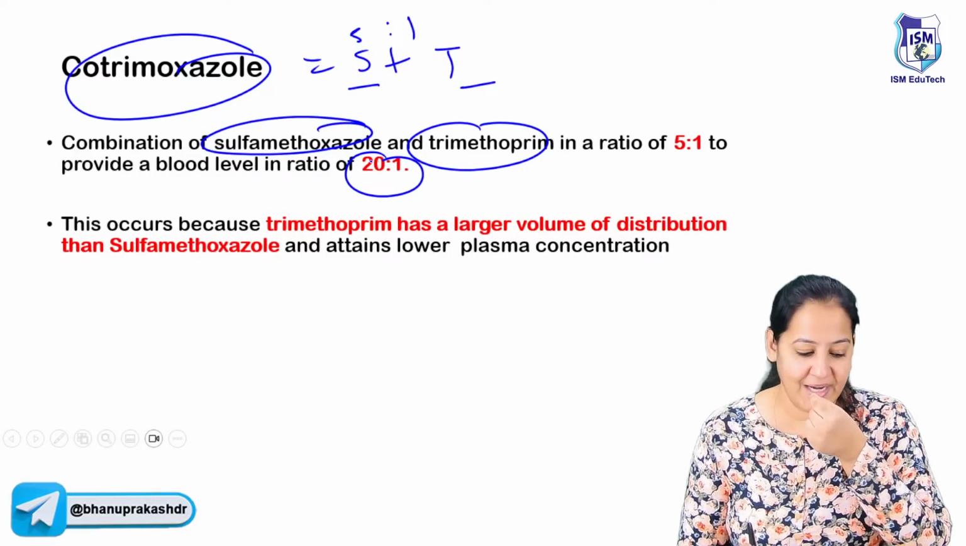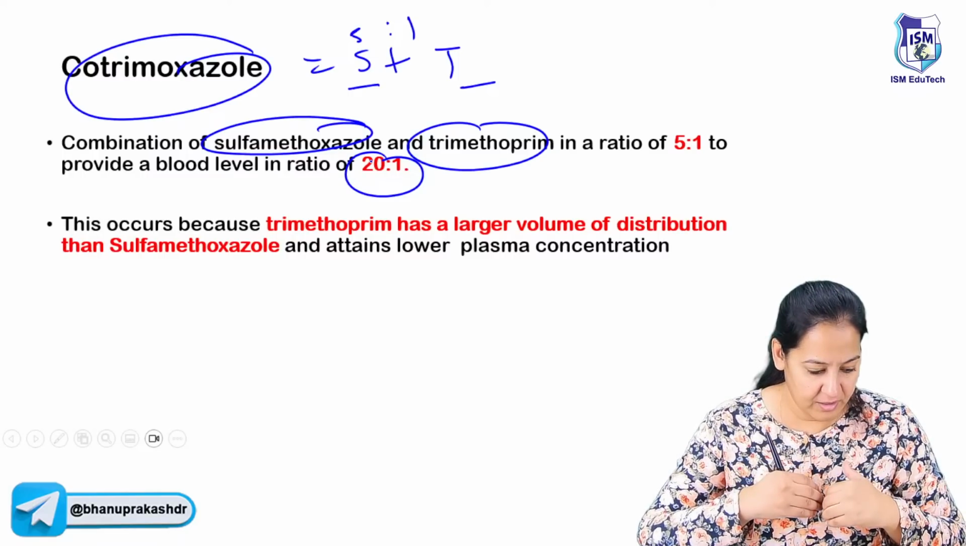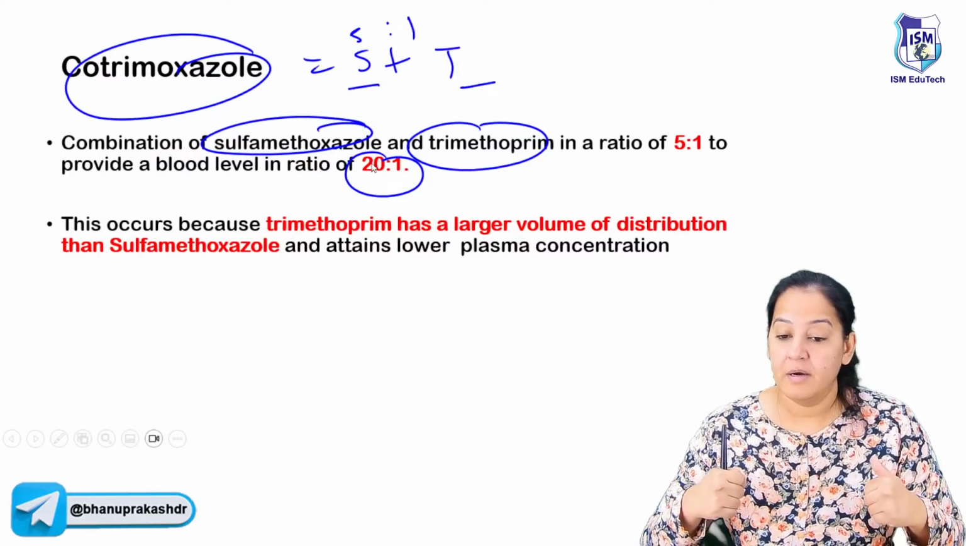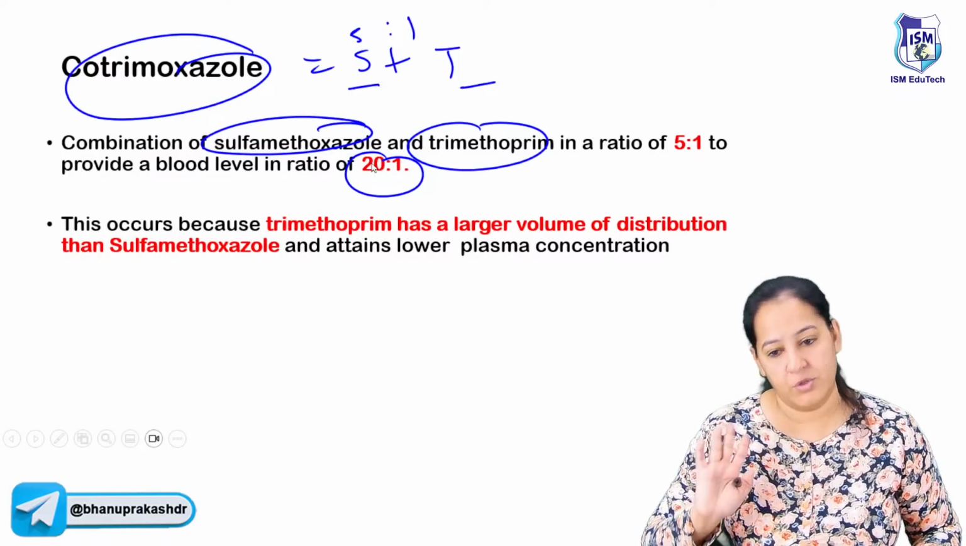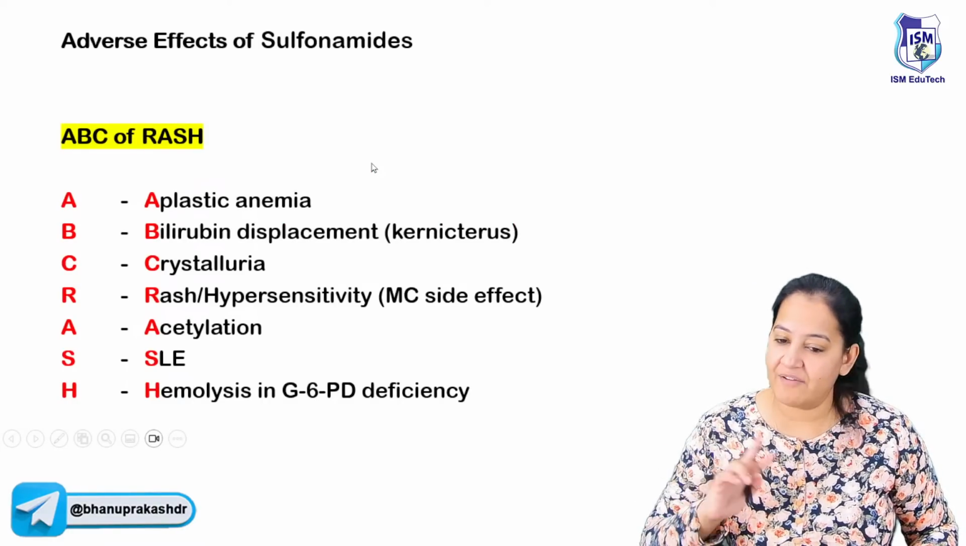So once we take it, it's 5:1. But after going into the blood, it is 20:1. So you have to learn this is cotrimoxazole. Now tell me the adverse effects of the two drugs.